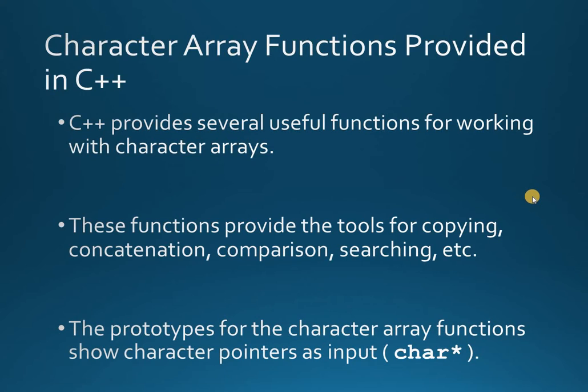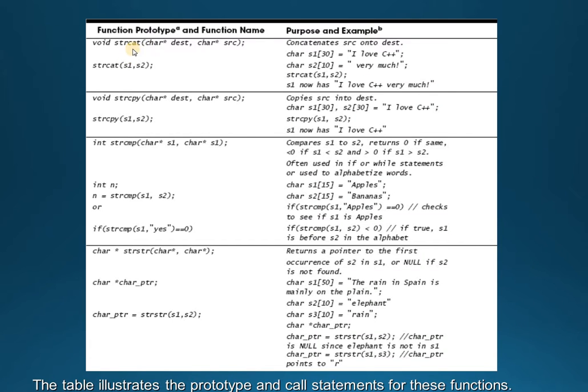Okay, character array functions. Since C programmers used character arrays a lot, I mean, they needed to use text as much as we do, they have functions for working with character arrays. They do copy, concatenation, comparison, searching, etc. And the prototypes show character pointers as the input. And we've already discussed that is the character array name. So here's an example of some of those functions.